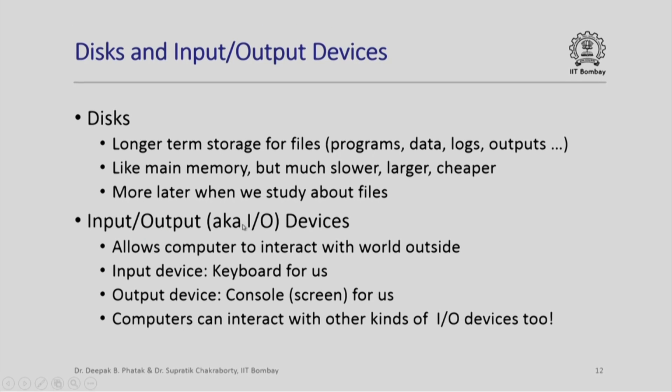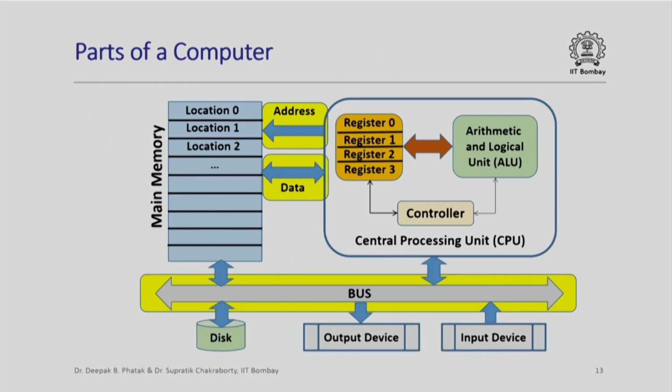Input output devices, also called IO devices, these basically allow a computer to interact with the world outside. For our purposes, an input device is going to be a keyboard, an output device is going to be a console, although computers can interact with a lot of other kinds of IO devices.